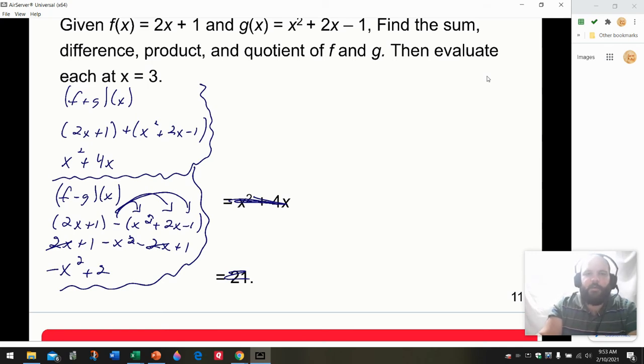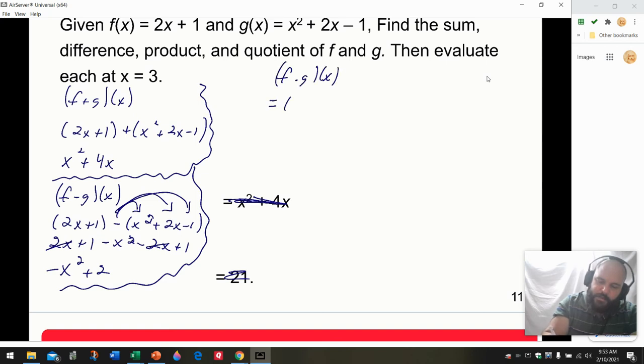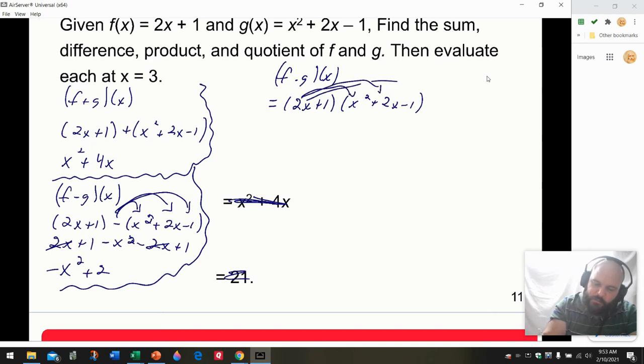The next thing to do would be the product, which is to multiply f times g of x, and that is 2x plus 1 times x squared plus 2x minus 1. So we do have a little bit more foiling to do than we did in the last problem. This 2x has to get distributed to each one of these terms like that. And then the 1 needs to be distributed to each one of the terms like that.